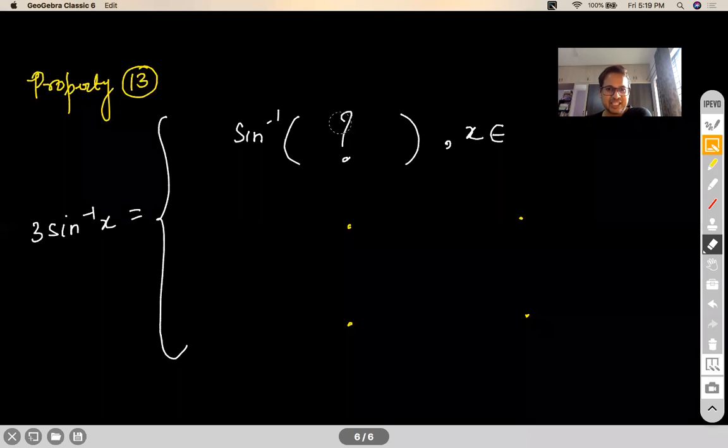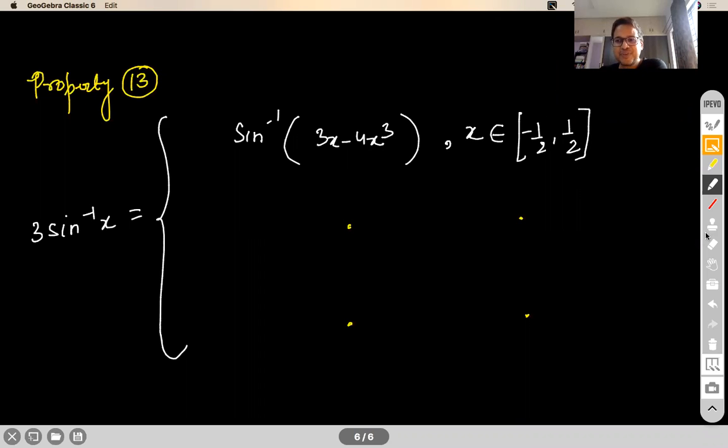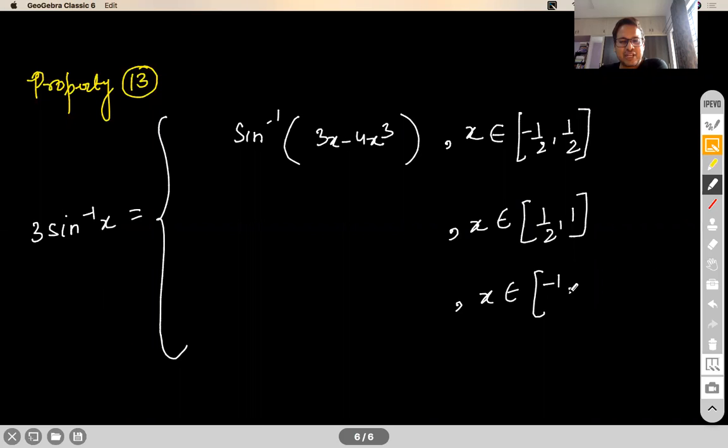Okay, I'll not repeat the whole stuff. Do you see a 3x minus 4x cube coming over here? And half of pi by 2 is pi by 6, sine of that will be minus half to half. Okay, so this will be minus half to half. Are you seeing that? Yes or no? The next interval that you would be seeing is half to 1. And the next interval that you will be seeing is minus 1 to minus half.